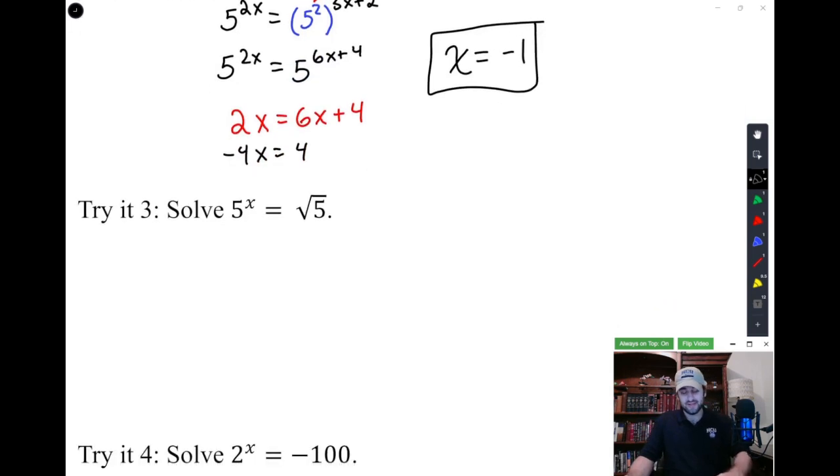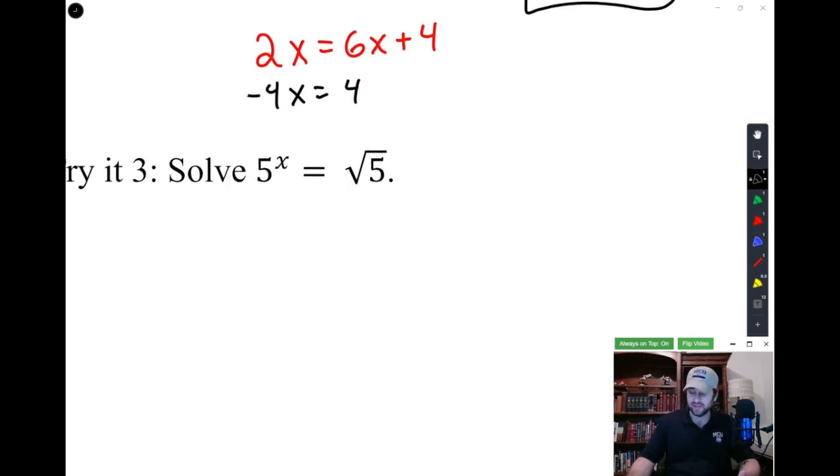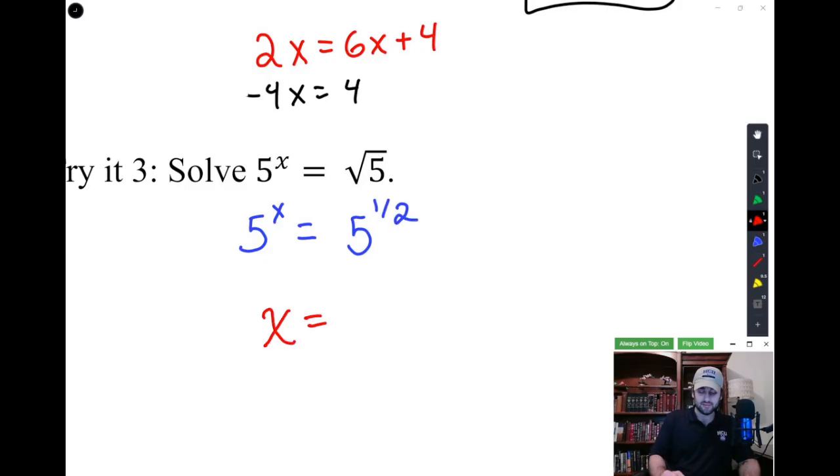All right. This next one's actually taking it a step back. It's a little bit easier. 5 to the x equals the square root of 5, and you know that you can rewrite the square root as 5 to the 1/2. And so we're staring at our answer based on this one-to-one property: x equals 1/2.